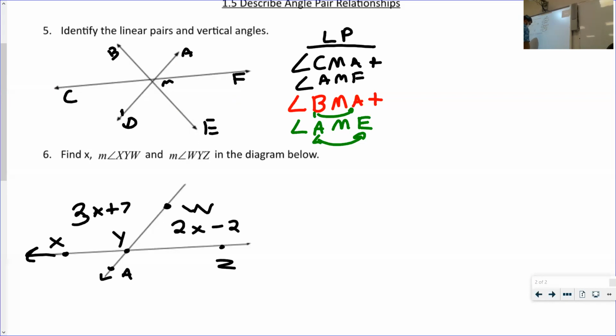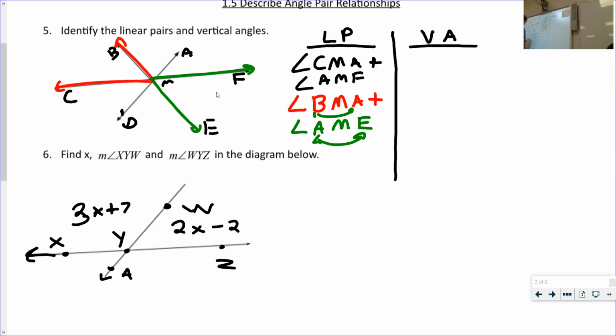Let's do some vertical angles. I'm only going to name 2 pairs again. I'll just call VA vertical angles. So vertical angles are angles that share the same vertex, but have opposite sides, opposite rays for sides. So for example, I'll color code it, angle CMB and angle FME. Both of those angles are opposite rays to each other.